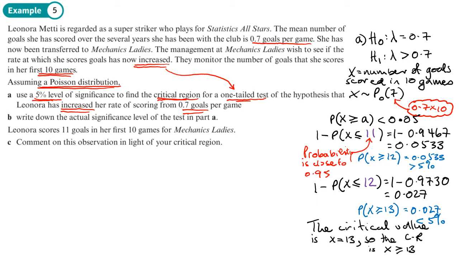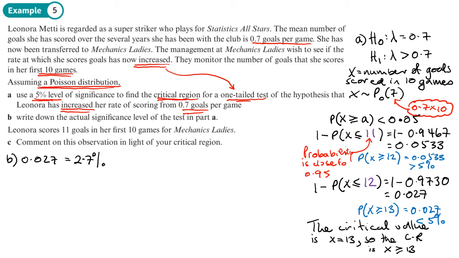It's just the same. Right, part B, this is an easy bit now. Write down the actual significance level. So that's basically the probability that I wrote down, which is 0.027. So the actual significance level is 2.7%.